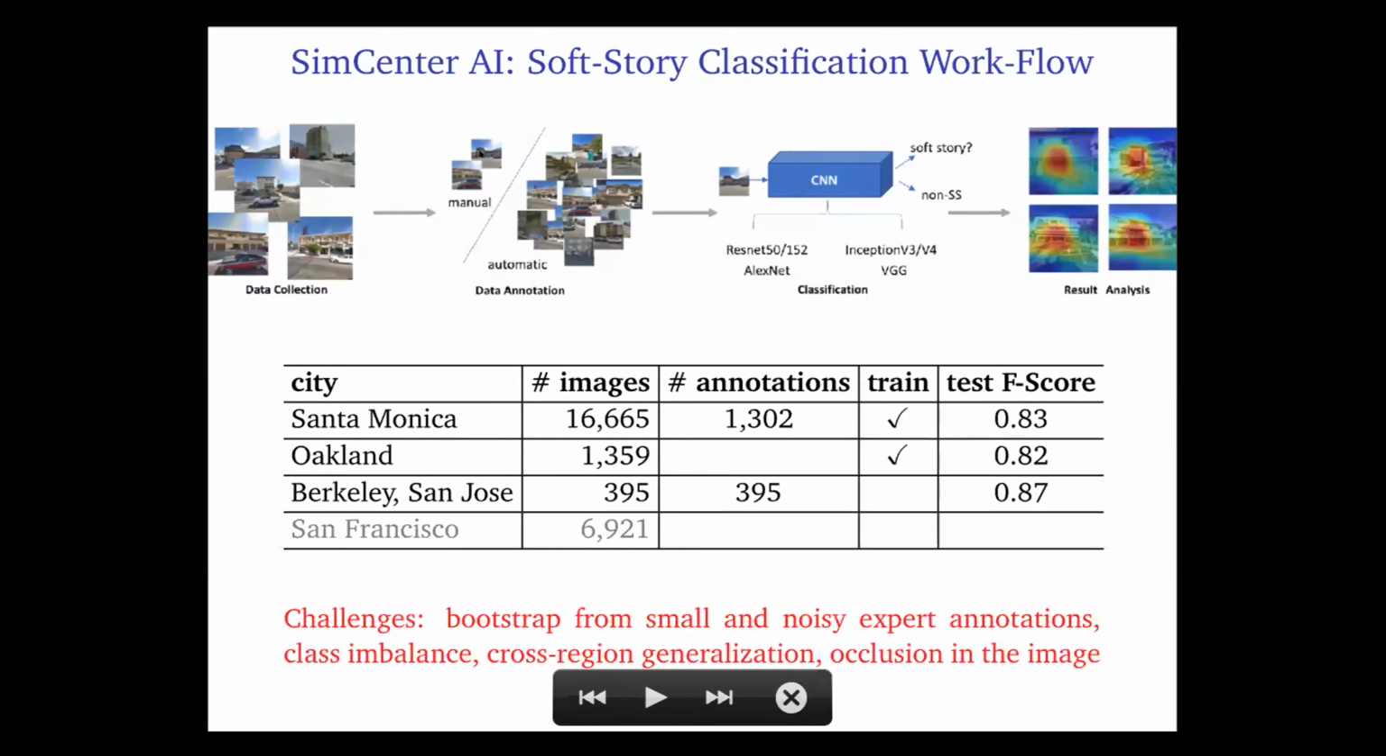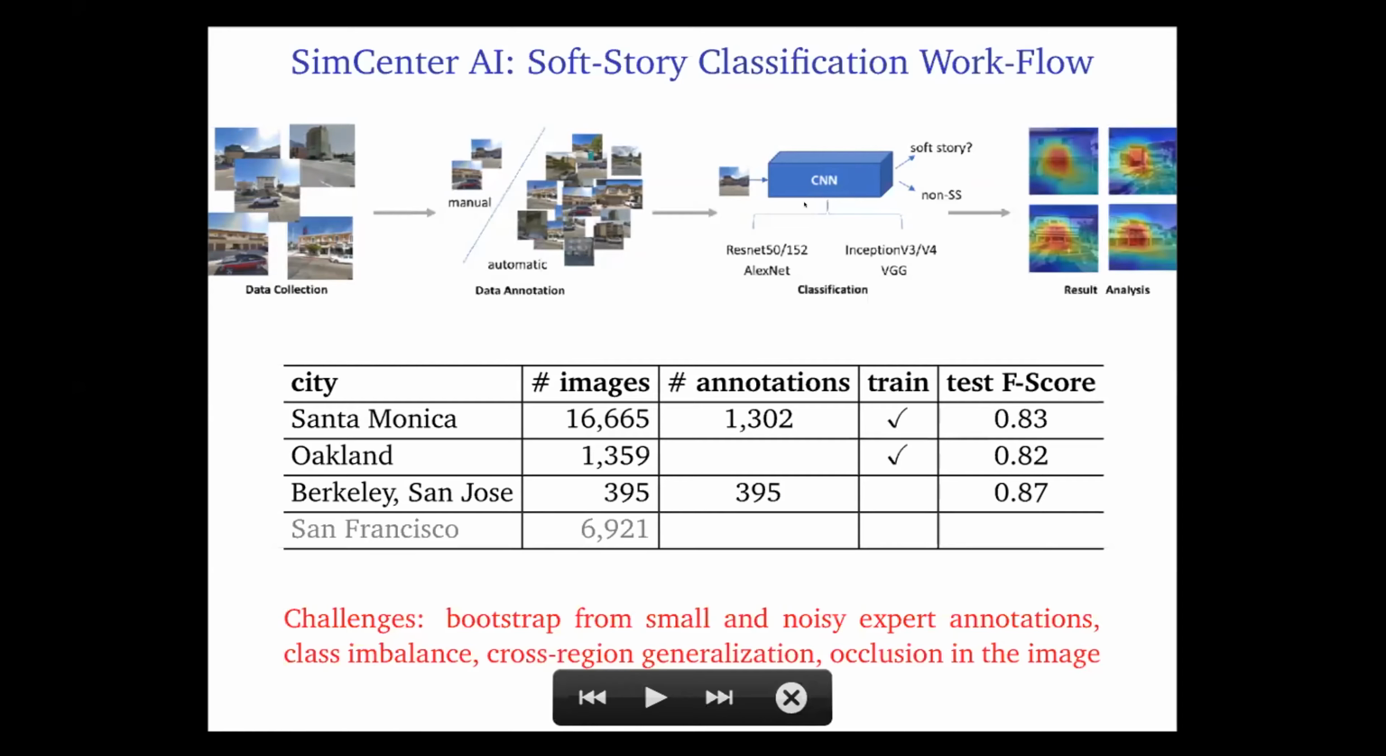We build a first stage classifier, and we apply it to the rest of Santa Monica data and Oakland data. It will spit out some predictions, and we use them as if they are ground truth, okay? And then we reserve the Berkeley annotated data for testing purposes only. They never see anything from Berkeley or San Jose, okay?